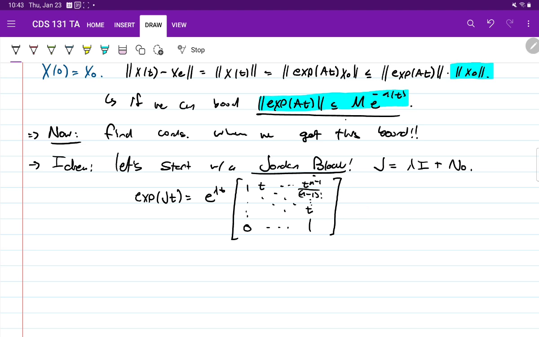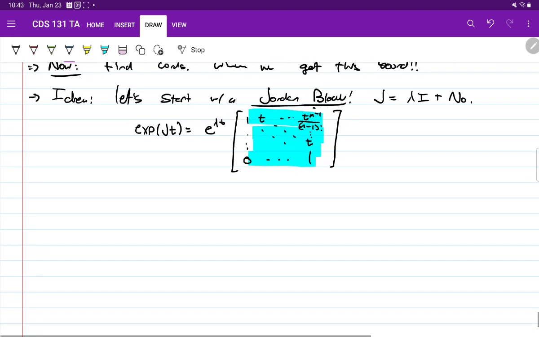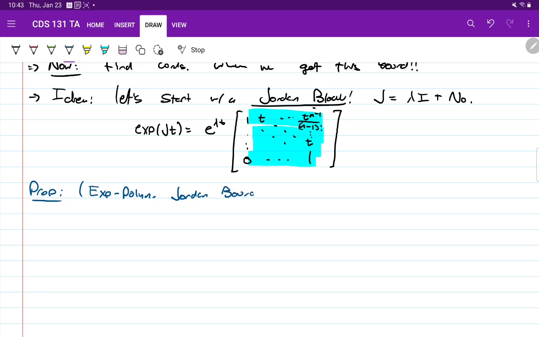Okay, so how are we going to find the size of this Jordan block? Well, there's a couple of different things that we could do. First, we notice that this block is filled with polynomials. So maybe we could find a bound on the norm of this Jordan block in terms of an exponential and a polynomial. So that's the first thing that I'm going to do. I'll say proposition, which is the exponential polynomial Jordan bound.